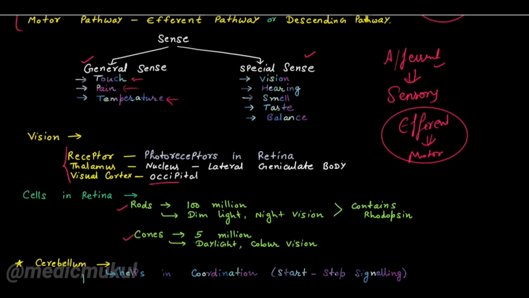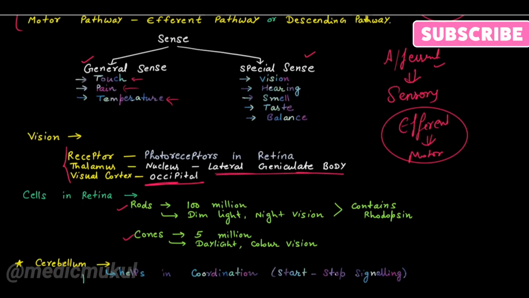Visual cortex responsible for vision is occipital. In the thalamus, there is a nucleus. We call it lateral geniculate body. That is enough for you. And further, you can study everything in ophthalmology.